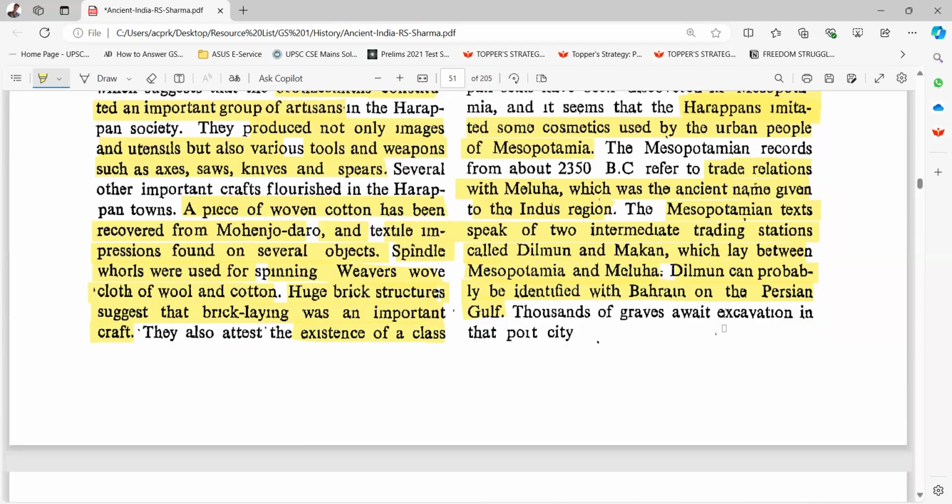Thousands of graves await excavation in that port city.